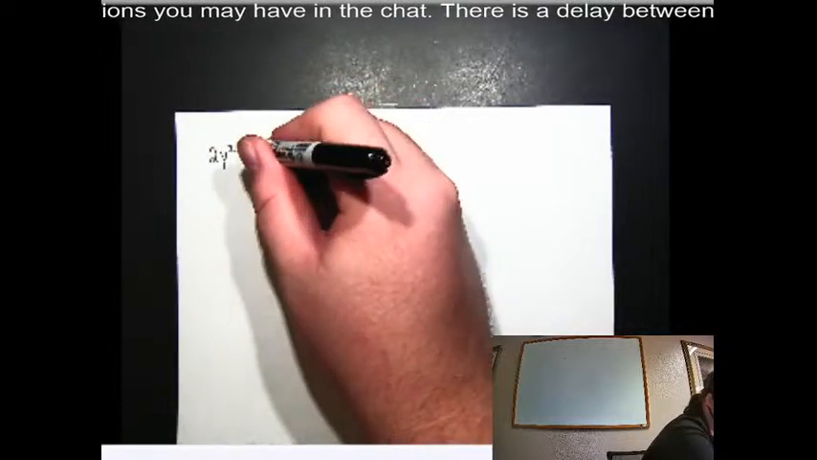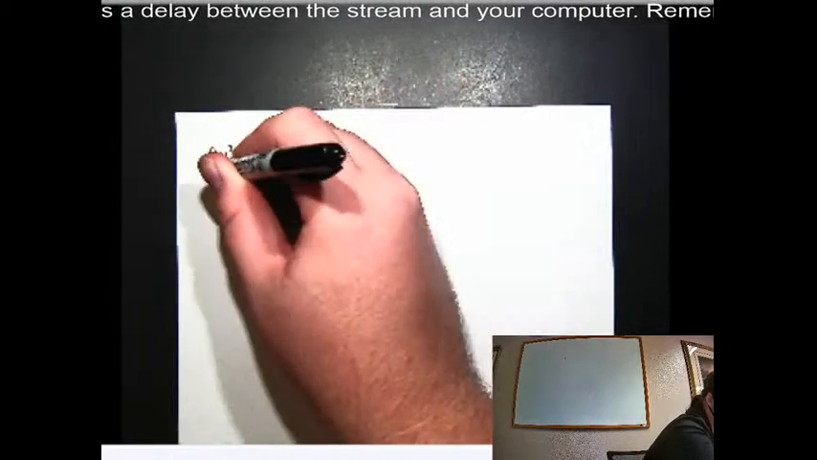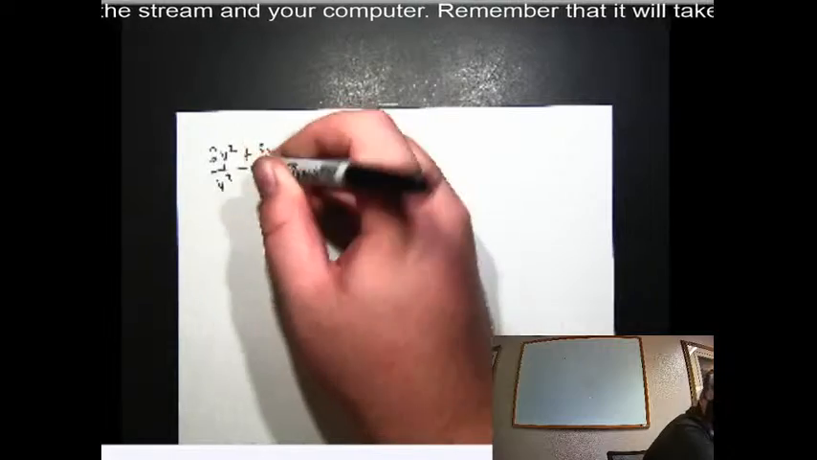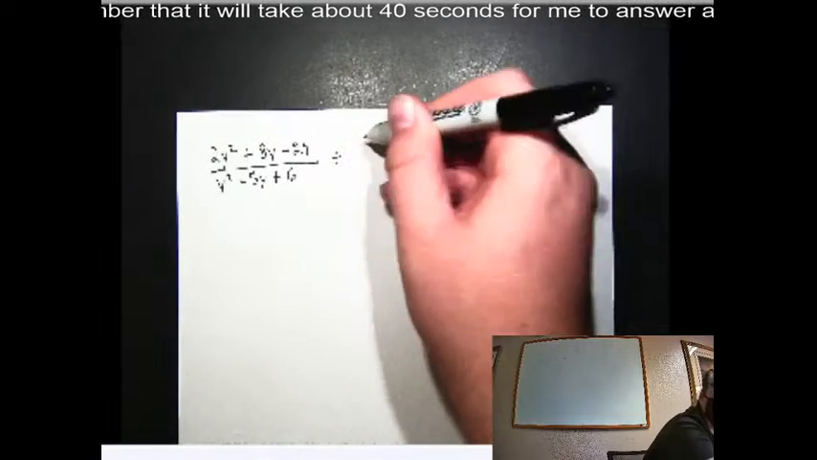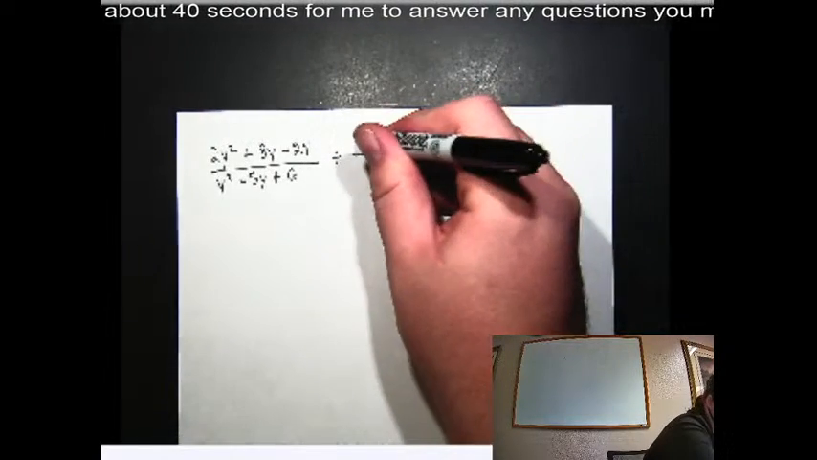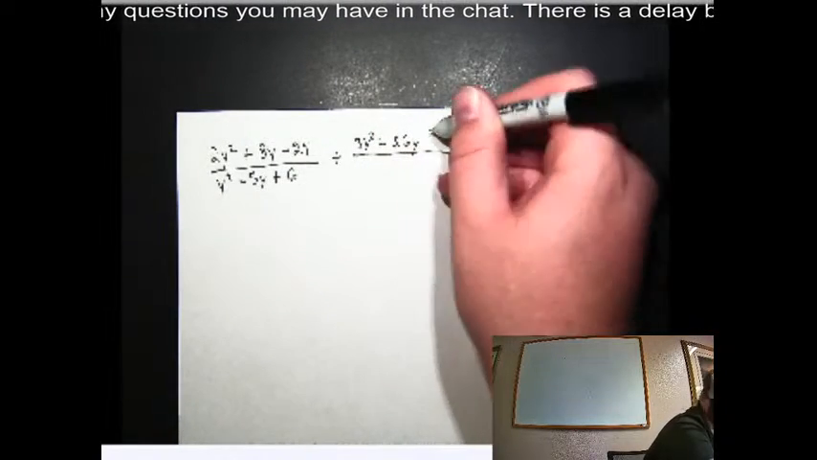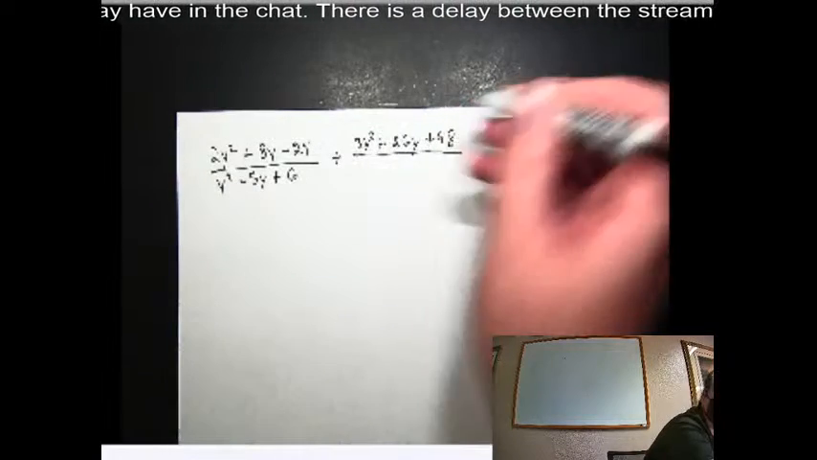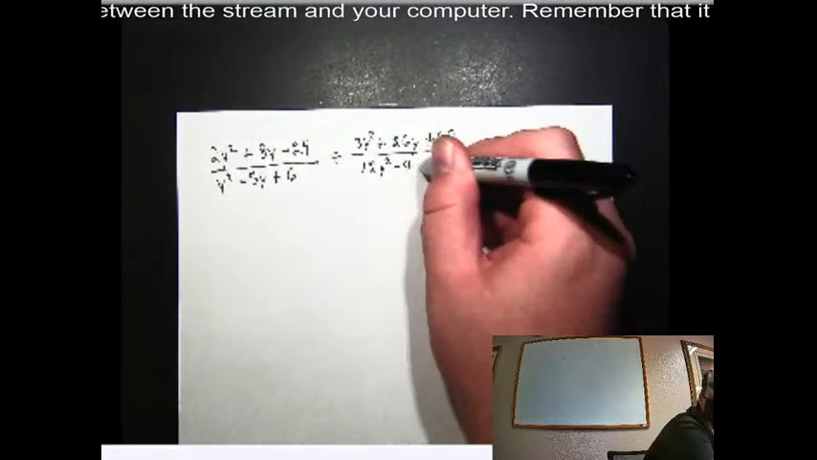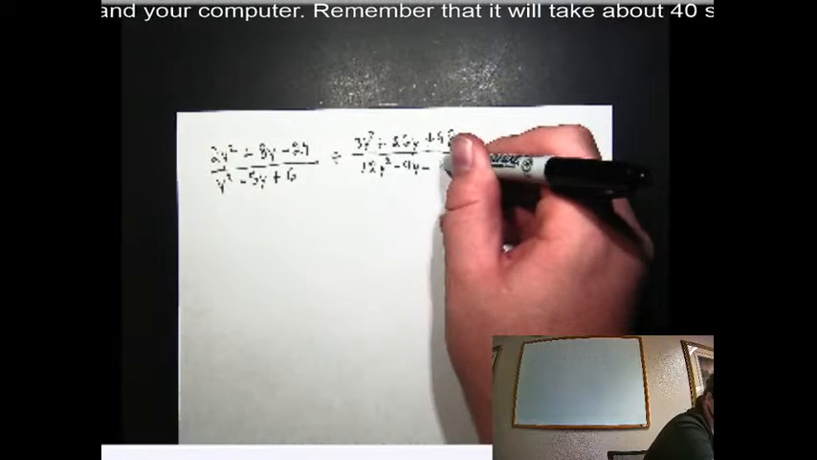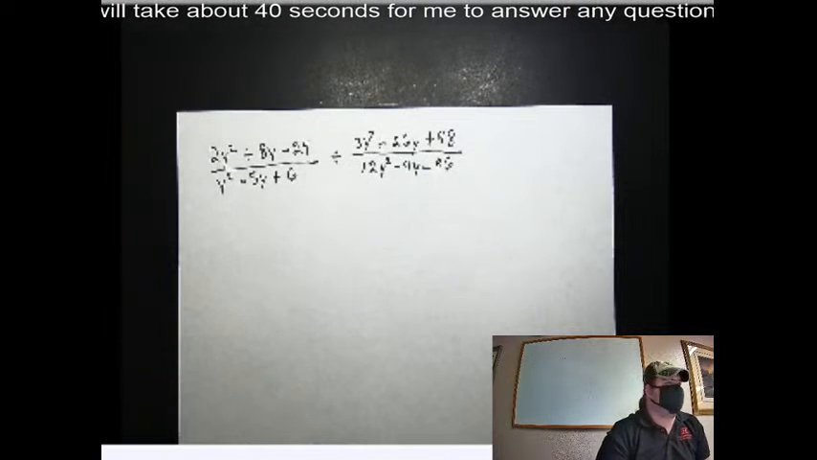2y squared plus 8y minus 24 all over y squared minus 5y plus 6 divided by 3y squared plus 26y plus 48 all over 12y squared minus 4y minus 96. And this is why I allow y'all to use calculators on your quiz.